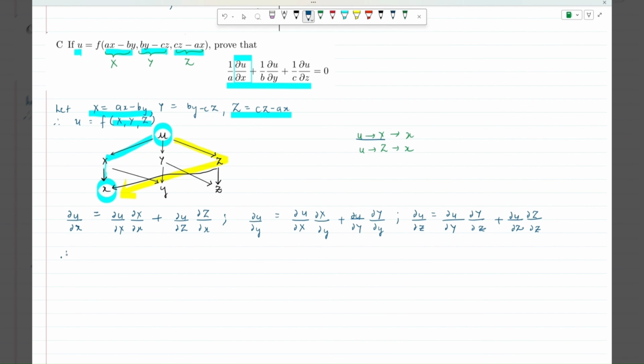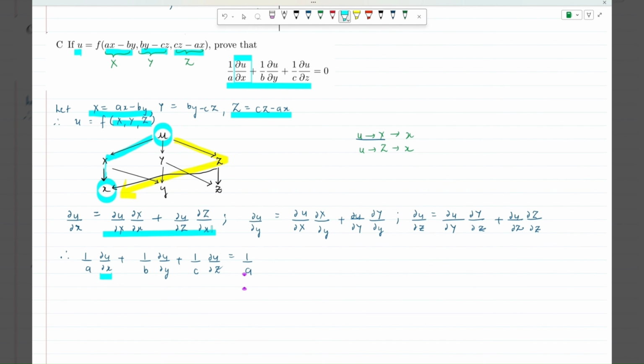So therefore 1 over alpha del u by del x plus 1 over beta del u by del y plus 1 over, I'm sorry, it is not beta, it is b, 1 over c del u by del z. This is going to be 1 over a. Now let's focus on this term which is available to us in this manner.